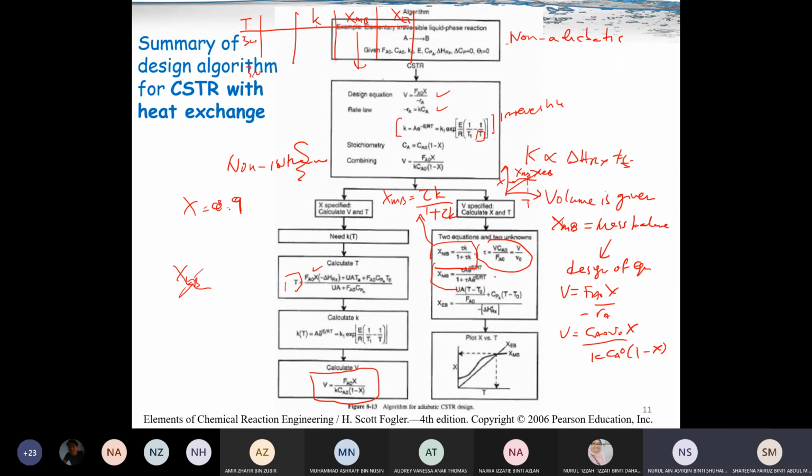Okay. So XEB ni pula, bila you varykan T, alright, you akan dapat different XEB. Okay, so automatically you can plot, you akan dapat intersection of T dengan X temperature. Alright, okay, faham ke tak?